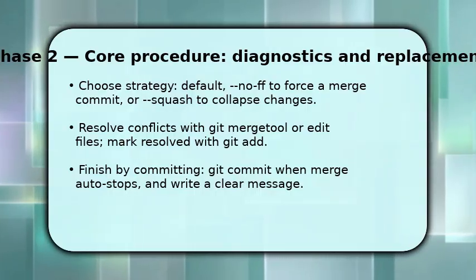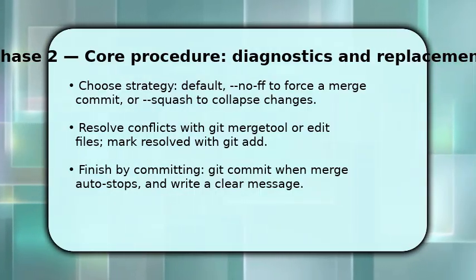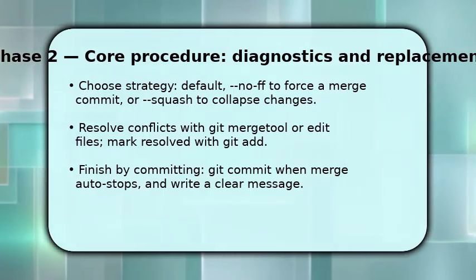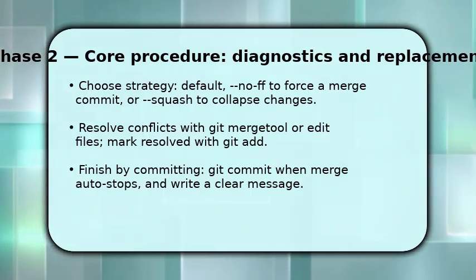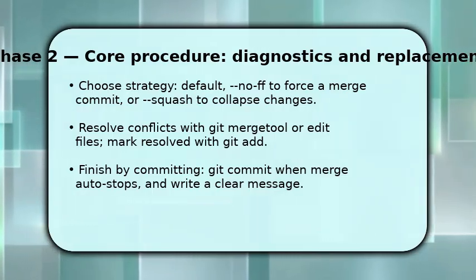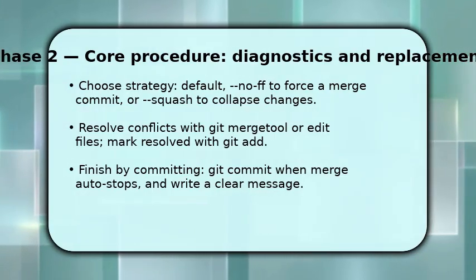If you want history preserved, use --no-ff. If you prefer one squashed change, use --squash. When conflicts appear, open files, resolve differences, and use git add on each resolved file so Git knows they are ready. Make sure to run git status frequently to track progress.